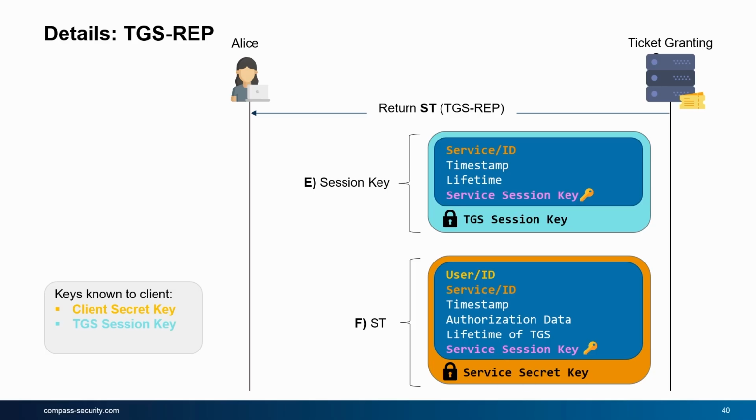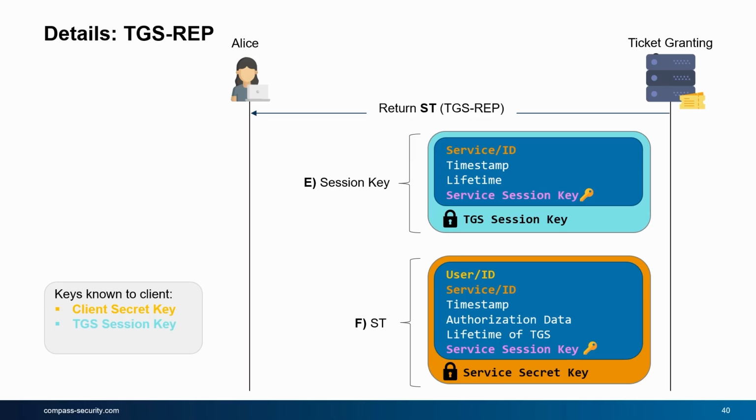And the service ticket itself again contains user ID, timestamp, the authorization data, we'll look into that later, and a new session key. Now this session key is intended to secure the communication between our user, so in this case Alice, and the target service that we want to access, which would be the file share.